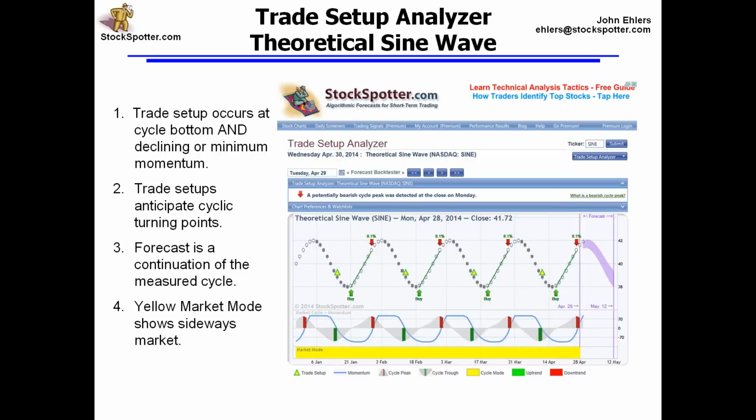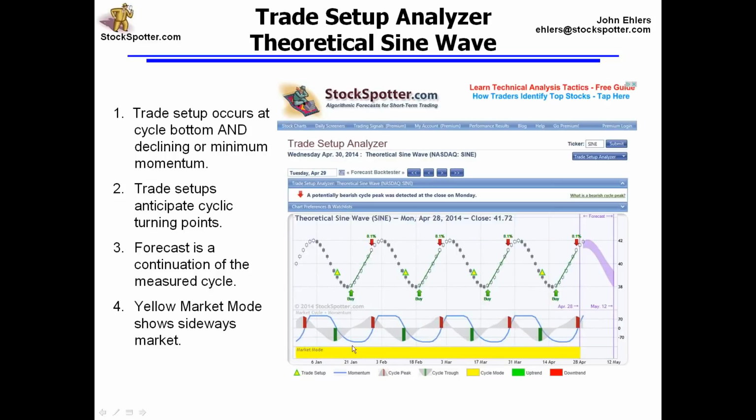So what we have on this chart are those setups, but more than that, because I have this theoretical waveform and I'm measuring the cycle, I can predict the continuation of that cycle into the future, as indicated by this purple swoosh. This is not a Mickey Mouse extension of a linear regression line. This is a real projection of the anticipated prices. And so we use that to great effectiveness at StockSpotter.